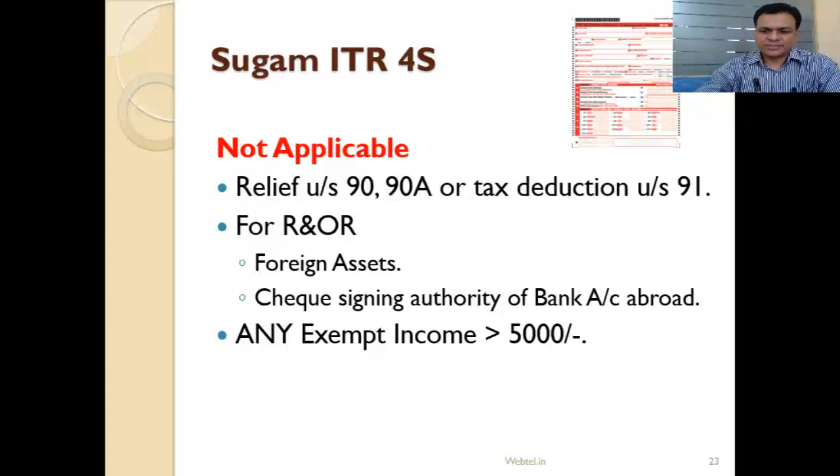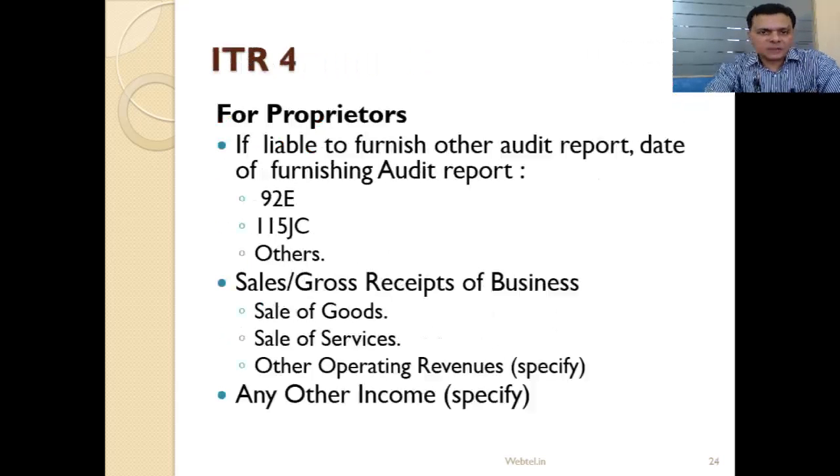The next simple form is Sugam or ITR 4S. In the case of presumptive businesses, again it is not applicable. If the relief under section 90, 90A or 91 is being claimed, similarly if there are some foreign assets, or signing authority abroad, or any exempt income greater than 5,000, 4S cannot be used.